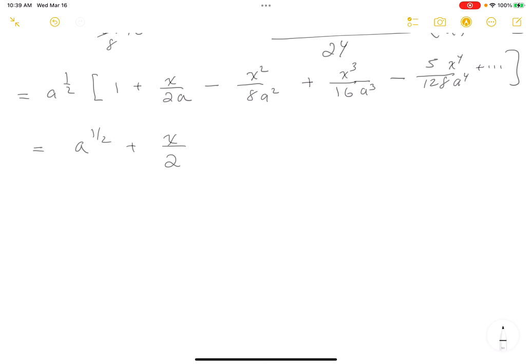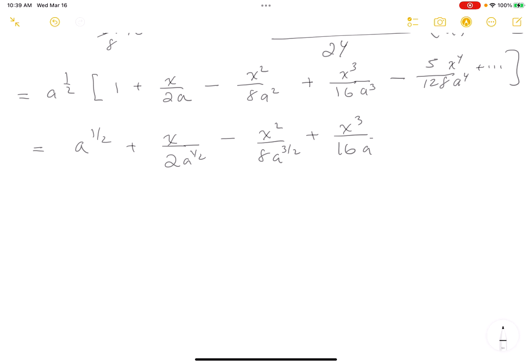Well, 1 minus 1/2 is 1/2. That's 1/2. We'll look at the key later. Minus x squared, 8. And that's going to be 2 minus 1/2, which is 3/2. And then plus x cubed, 16. 3 minus 1/2 is 2 and 1/2. And that would be a to the 5/2.